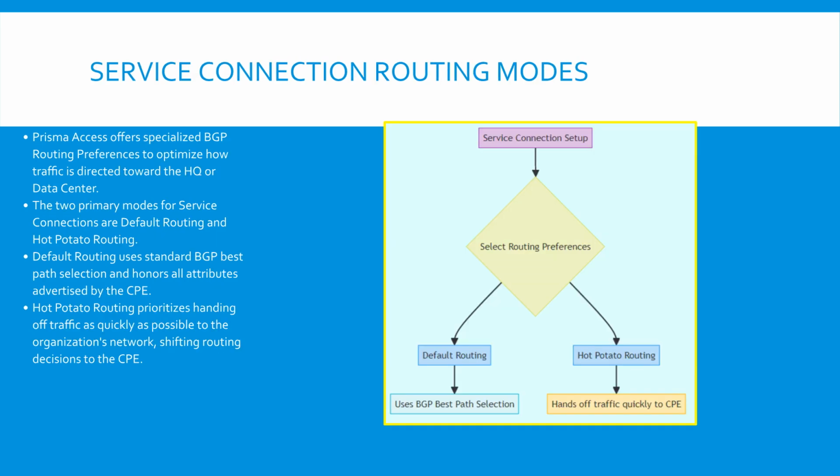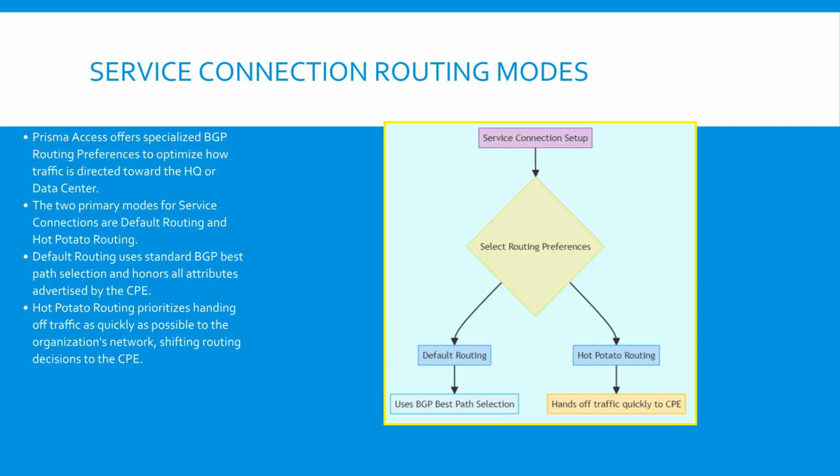Because not all company networks are identical, Prisma Access allows you to fine-tune how traffic is routed to your headquarters or data center, specifically for traffic passing through a service connection. You can choose a BGP routing preference through the advanced settings. The two primary options are default routing and hot potato routing. Default routing follows the standard BGP rules using the best path selection mechanisms. Hot potato routing, however, is designed to hand off the traffic to your organization's network as quickly as possible.